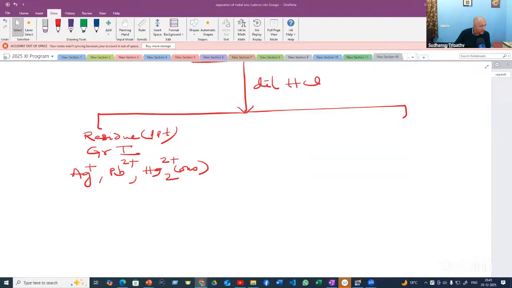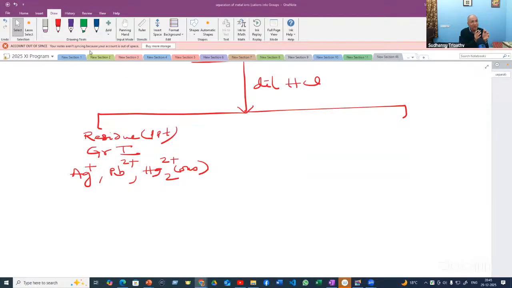I was showing the NCERT book. I'll show you later. So it is given only one. But silver, lead, and mercurous, not mercuric. Mercuric is in group 2. Group 1 is mercurous, Hg2 2+, or some people simply write Hg 1+. Actually, as you know, it remains in a dimeric form, Hg2 2+.